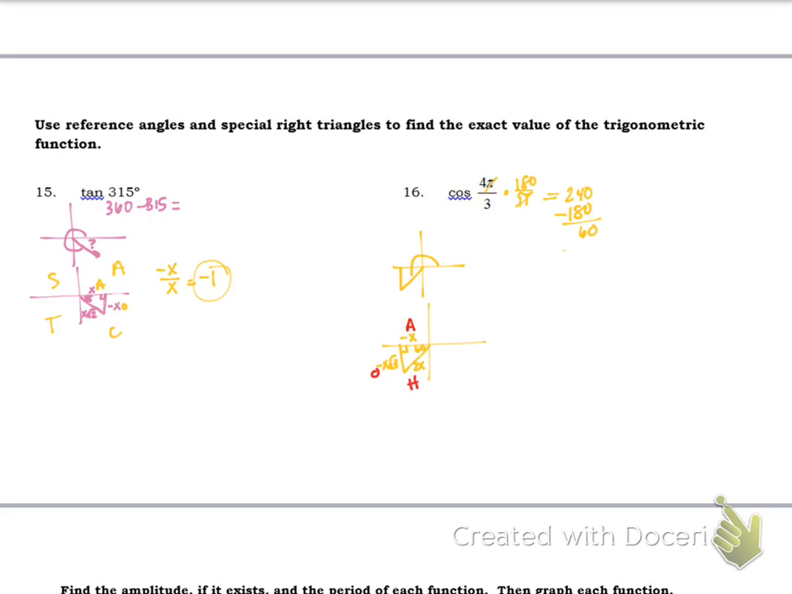And then we're doing cosine. So adjacent over my hypotenuse. My x's cancel, so there's a 1 left on top. And I got a 1/2. All students take calculus. Tangent should be my only positive one. That means my 1/2 should be negative.